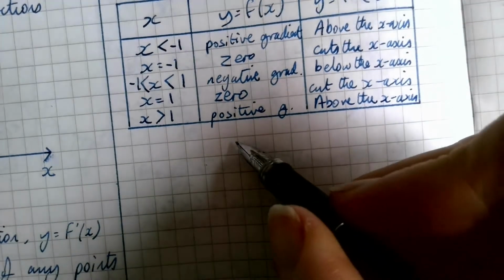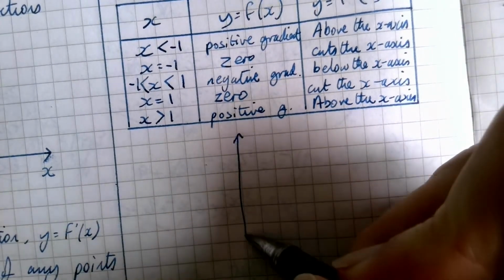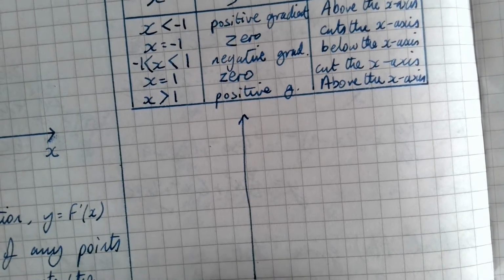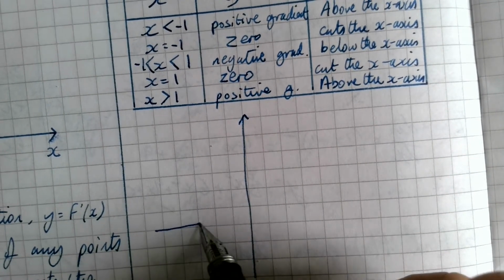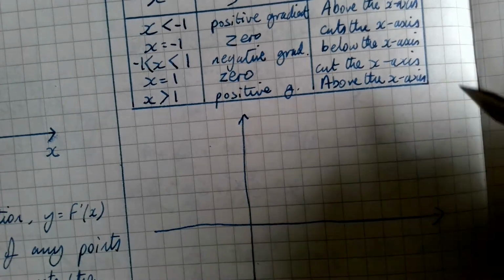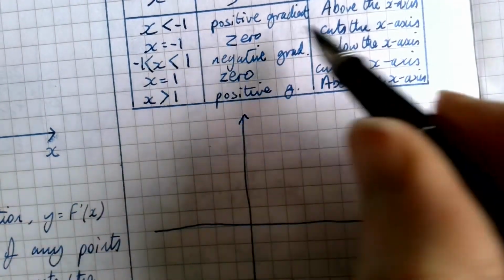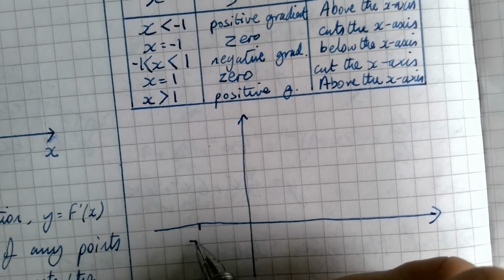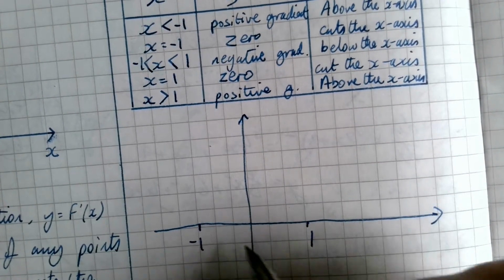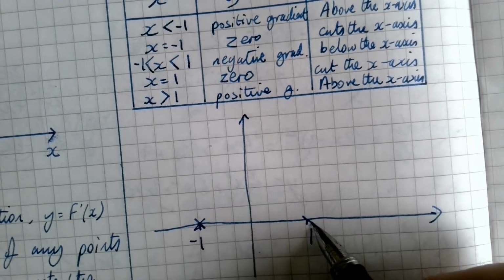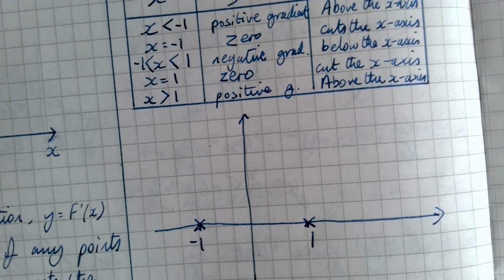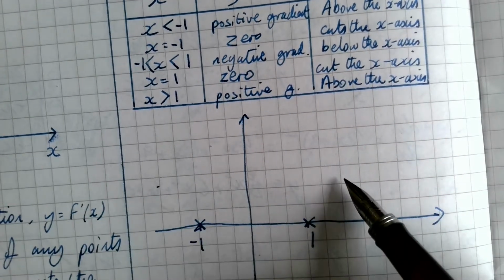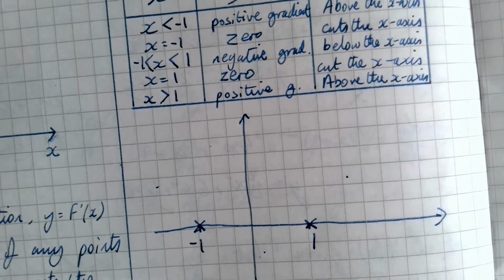So it's only got to be a sketch, we don't need to worry about anything other than just recording any important points. So where it cuts the x-axis will be one thing. Well, we know it cuts the x-axis at -1 and +1. So if I just go the same distance either side, -1 there, +1 there, I know I'm going to be cutting the x-axis there. Then I know that it's going to be above the x-axis over here, above over here, and below here.